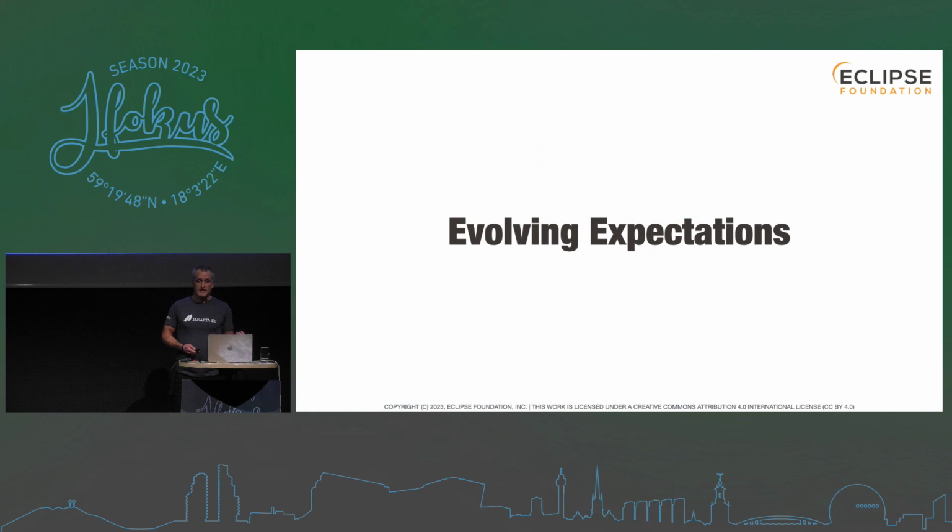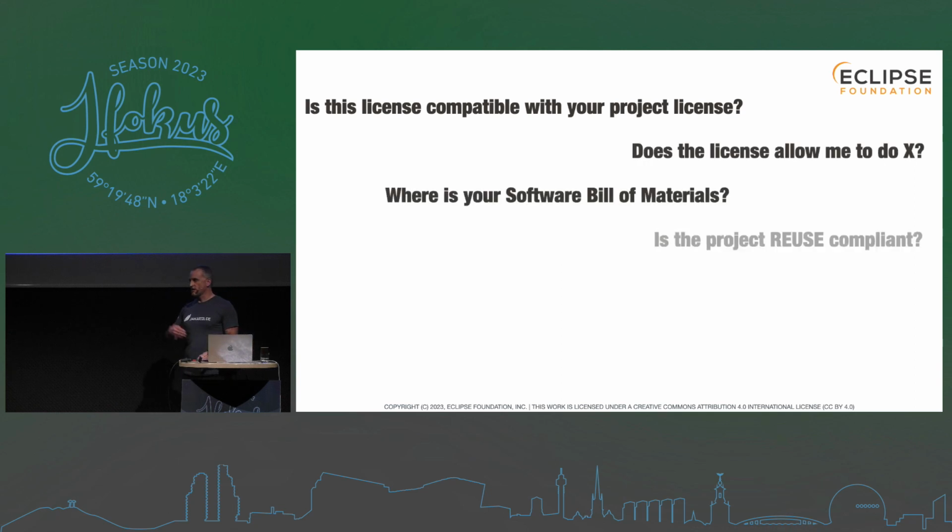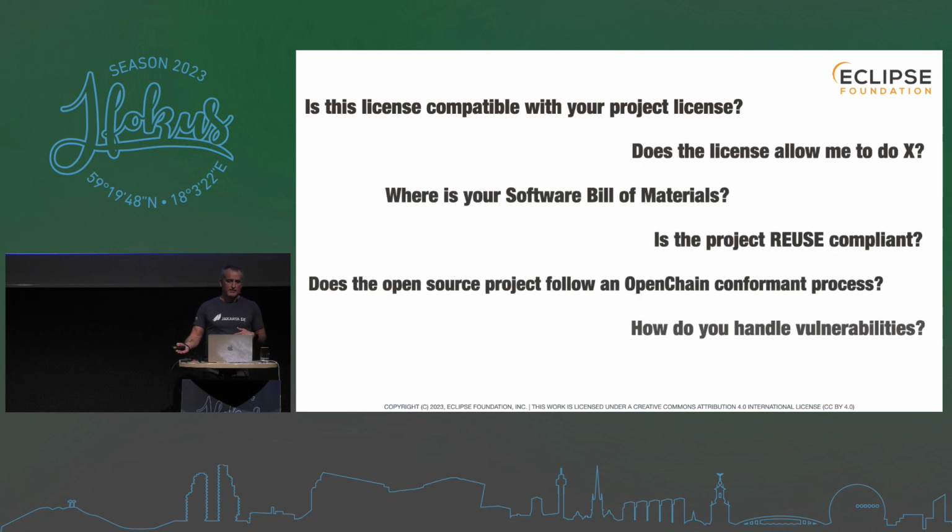And there are evolving expectations around open source. Is this license compatible? Can I do this with this license? Where is your SBOM? Can I reuse this? Does this open source follow the OpenChain conformity process? Do you have a process for CVEs? How do you handle security? And all this kind of stuff. These are the expectations that the community and users of open source have of open source projects. And how should we meet up with that?